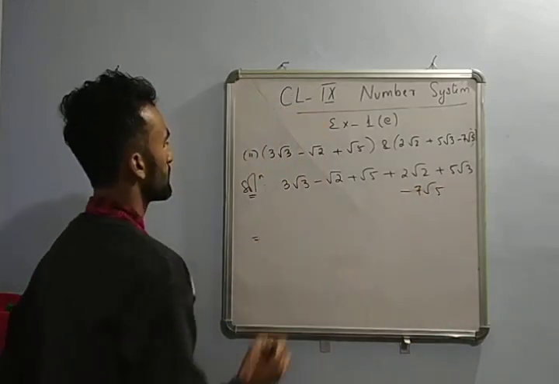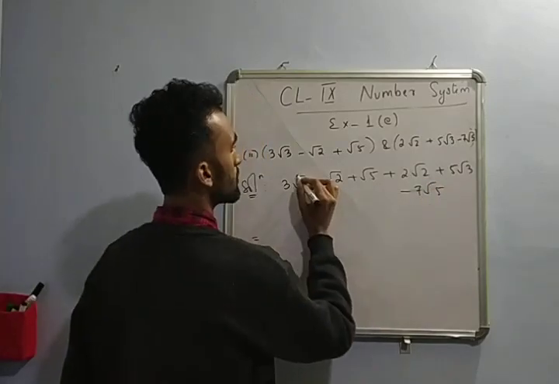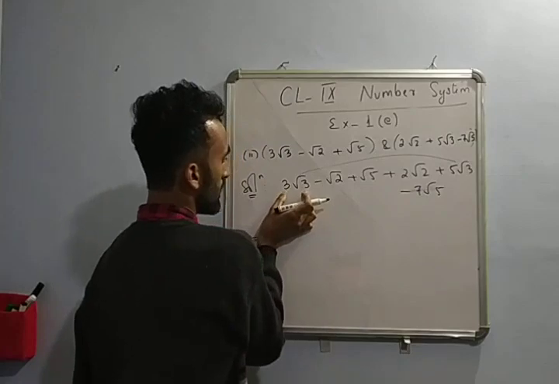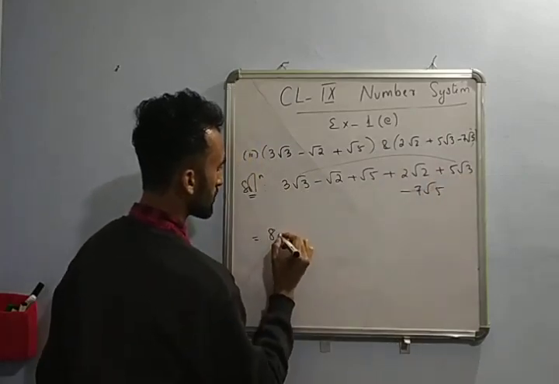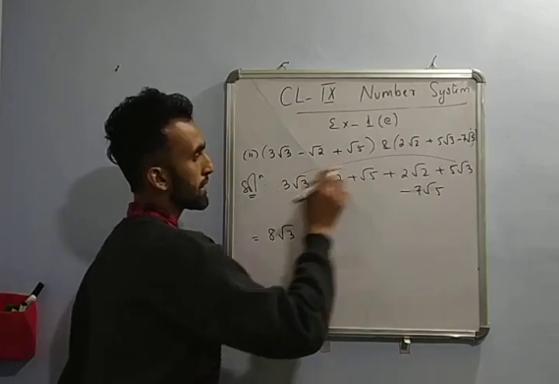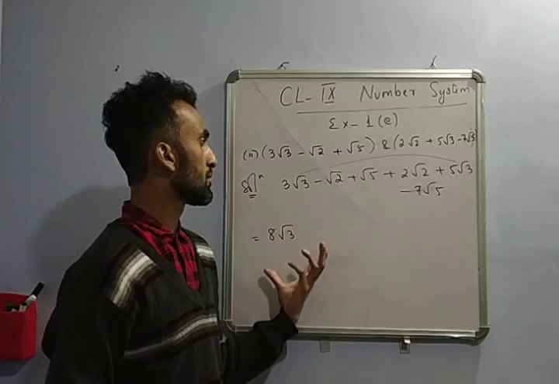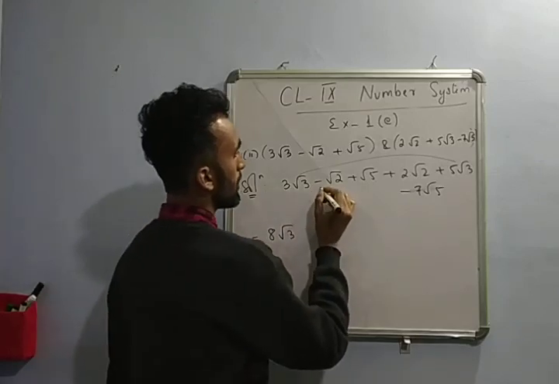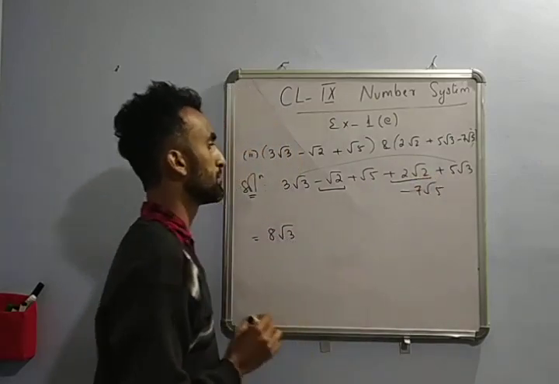Equal to. Now I will search for root 3. There is a root 3, this 2, I can combine these two. 3 root 3 plus 5 root 3 is 8 root 3, because this also plus sign, this also plus sign. I have to add 3 plus 5 is 8. Root 3 remains as it is. So minus root 2 and plus 2 root 2.